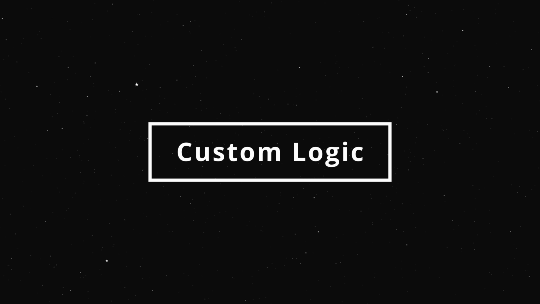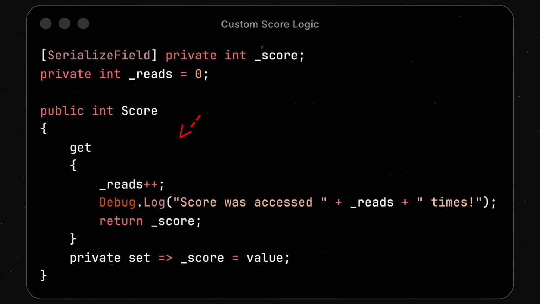We can even add custom logic to our fields. Here, every time the property is accessed, the counter increments by 1. It doesn't matter where we read from it, the logic is always executed, except if you access the backing field directly, the getter and setter won't run. That's why you should always use the property, otherwise you'd be skipping your own rules.